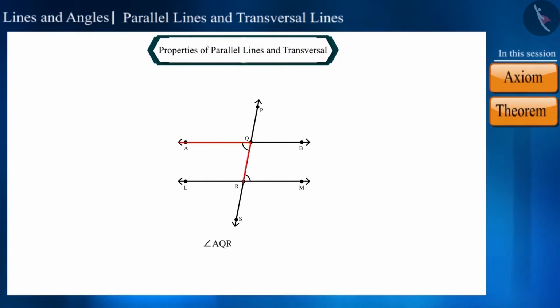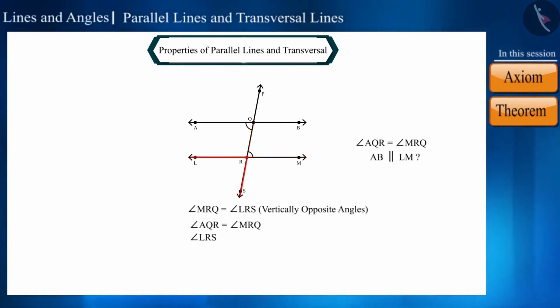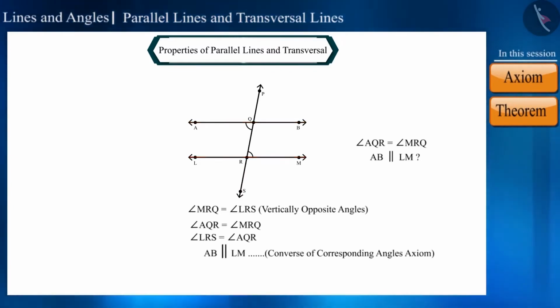Can we call two lines parallel if the alternate interior angles are equal? Let's look at the figure. Both these angles are vertically opposite angles. Therefore, angle MRQ and angle LRS will be equal, and we have been given that these two angles are equal. From these two statements, we can draw the conclusion that both these angles are equal. Friends, kindly note, these two angles are corresponding angles. Using the converse of corresponding angles axiom, we can prove that lines AB and LM are parallel lines.